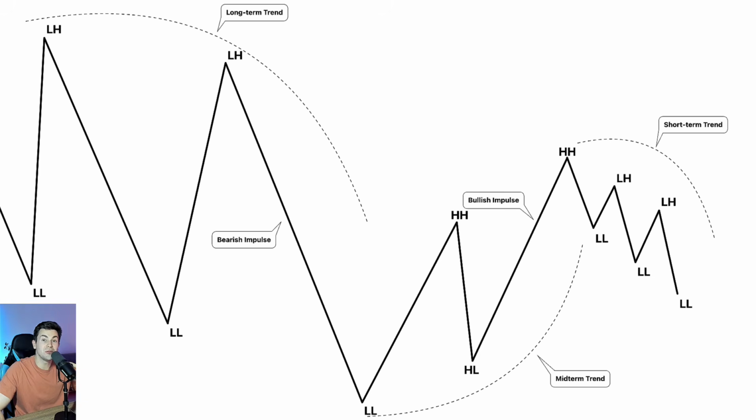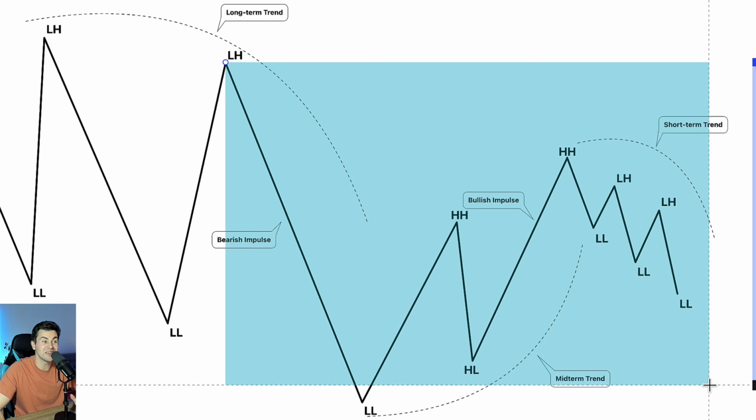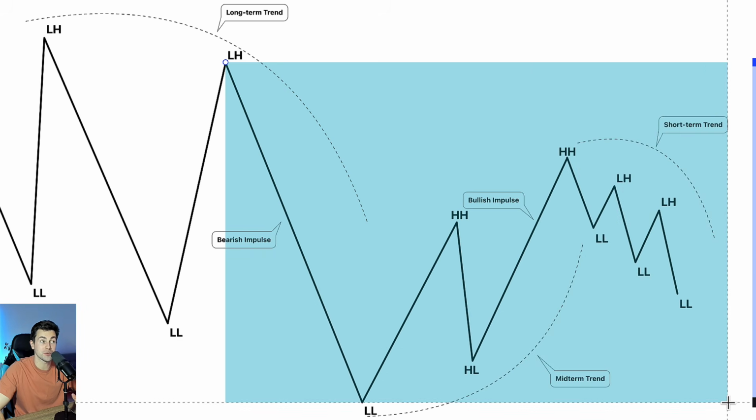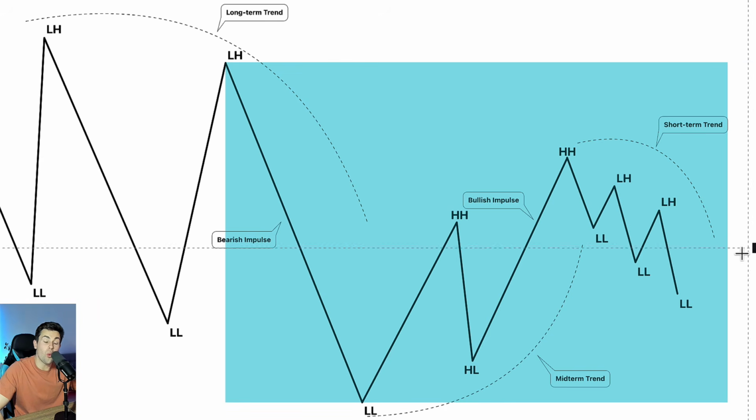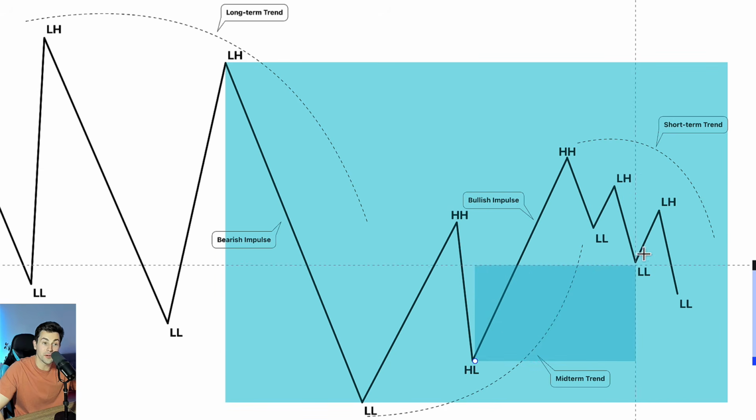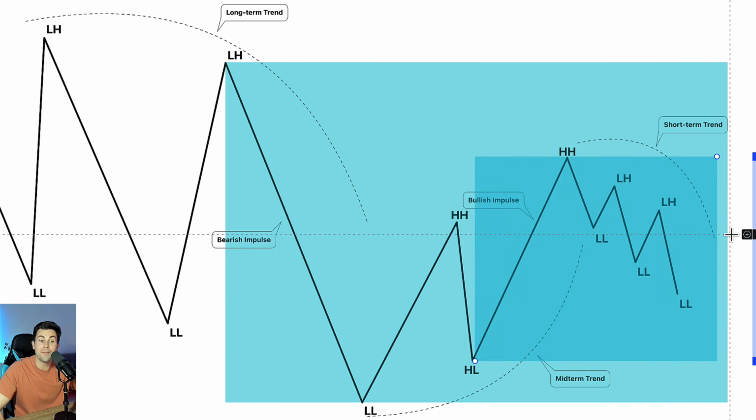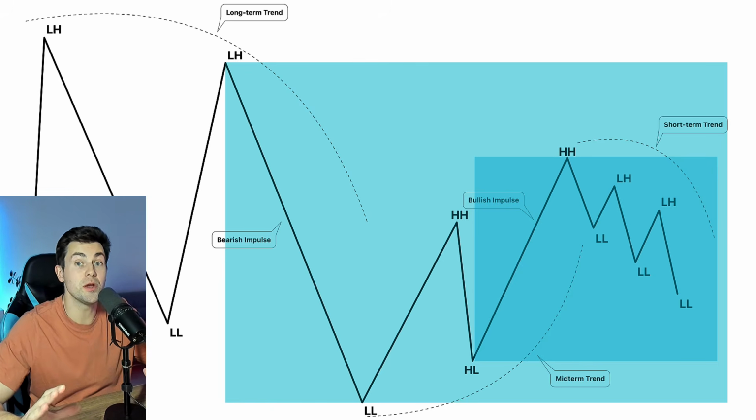As you can see, the long-term trend on the left represents the most significant impulses, and as you can see, midterm and short-term trends occur within the range of the last bearish impulse in our long-term trend. And the short-term trend occurs within the range of the last bullish impulse in a midterm trend. Let me show you a real example.